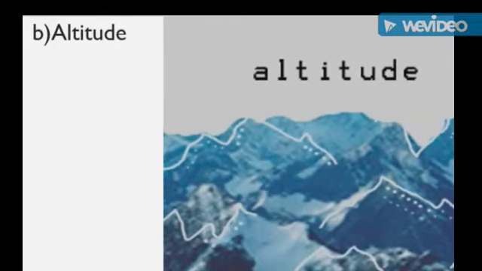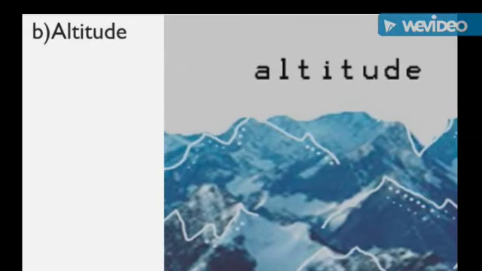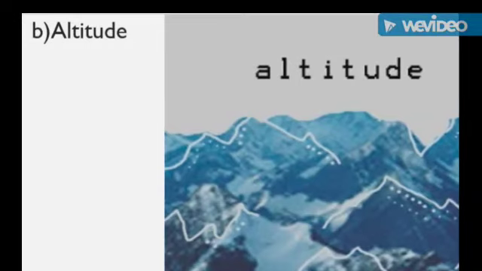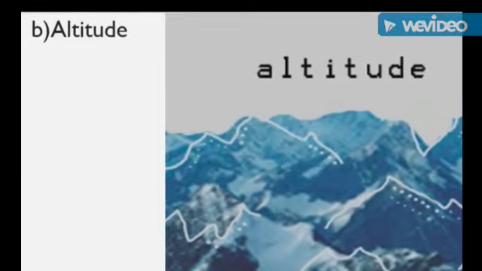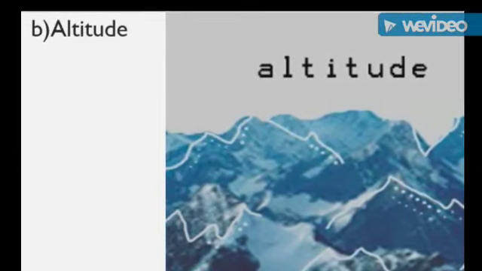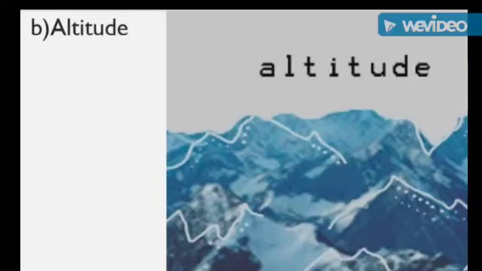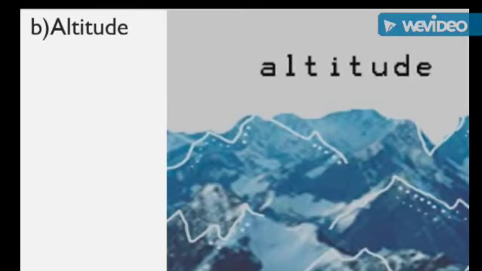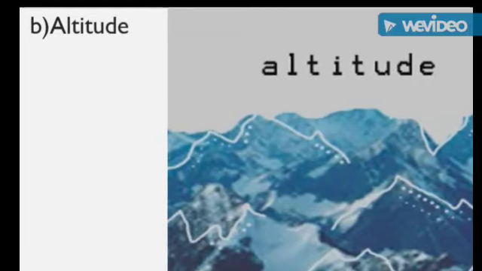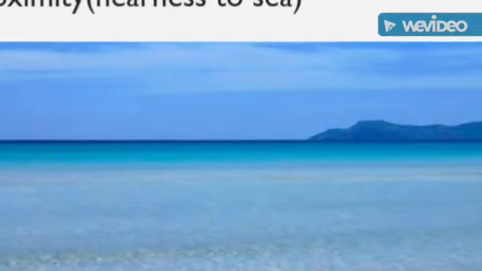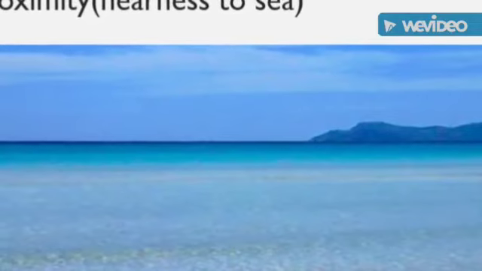Second factor is altitude. As you know, the higher we are, the colder it is. And altitude is the height of a place above sea level. Temperature decreases with height. Hence, mountain regions have a cold atmosphere even in summer. That is why people visit hill stations like Murree, Naran, Kaghan, Nathiagali in the summer season to enjoy pleasant weather.